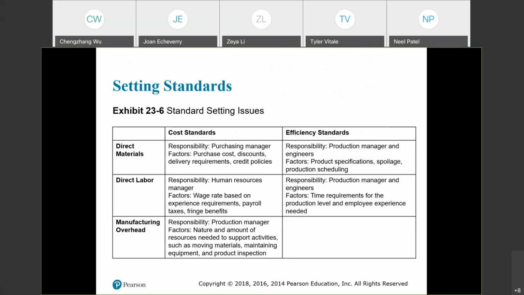So this is a summary of cost standard and efficiency standard. Cost standard, well, it is pretty much straightforward. It means, let's see. I had a question about the midterm. Oh, okay. I will explain all the questions regarding the midterm after the class, okay? Well, let's continue.